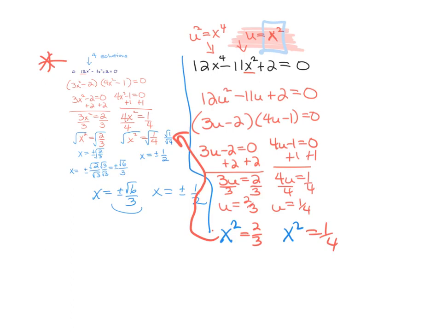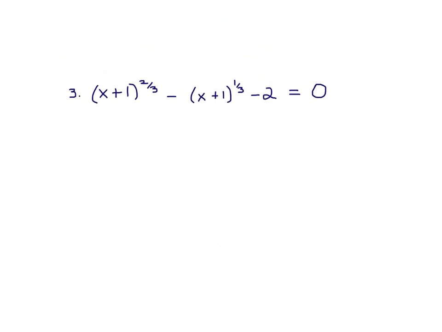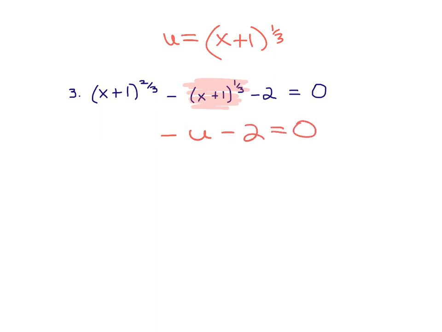All right, so for 1, notice we have x plus 1 raised to the 2/3 power minus x plus 1 to the 1/3 power minus 2 equals 0. Again, my middle term is what u is going to equal. So I'm going to let u equal x plus 1 to the 1/3 power. So now, right now I have minus u minus 2 equals 0.